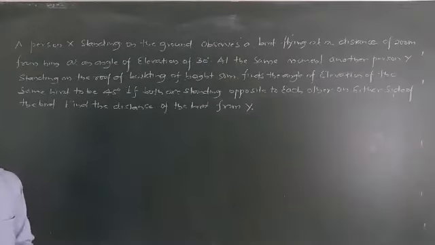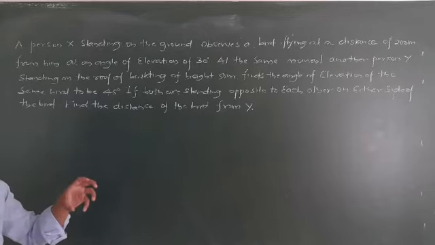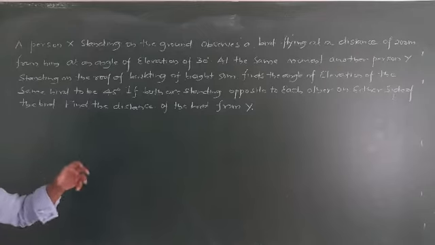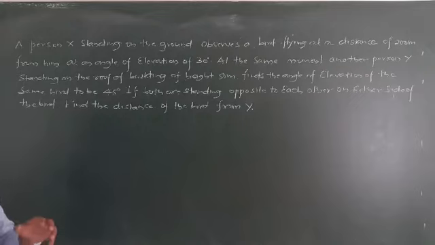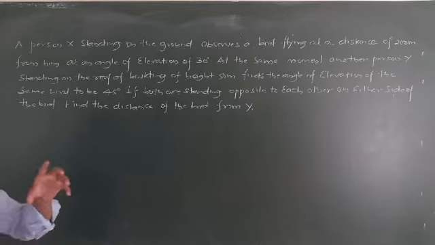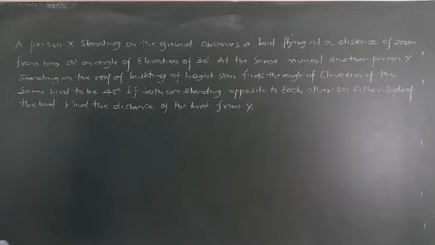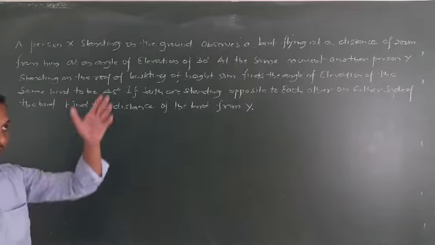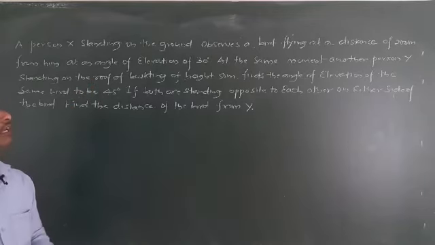Okay, dear students, let me read this question one more time. See what they have given. A person X is standing on the ground. He is standing straight on the ground and observes a bird. He is observing one bird flying at a distance of 200 meters from him, at an angle of elevation of 30 degrees.